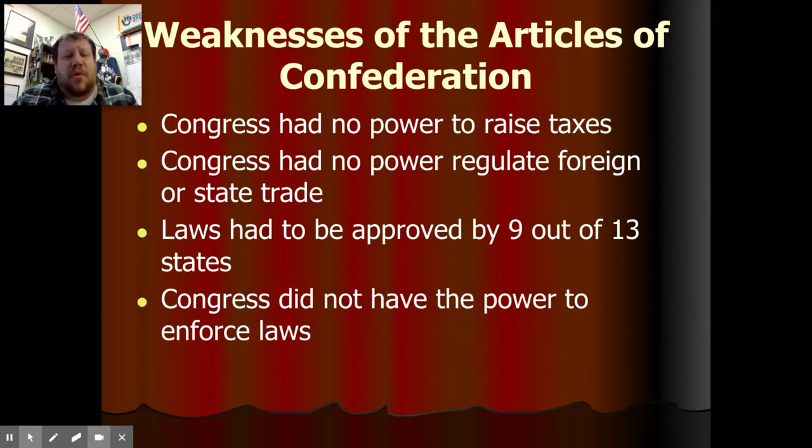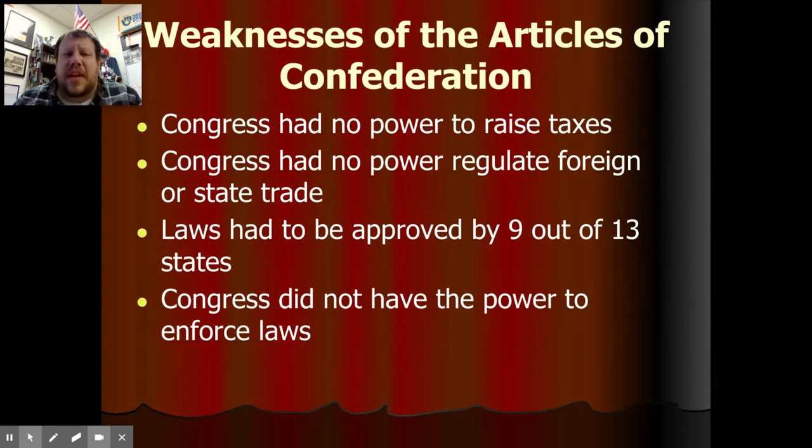They had no power to regulate foreign or state trade. They couldn't mess with trade in any way. The Navigation Acts happened before that. All the laws they passed had to be approved by a supermajority, that's 9 out of 13 states. So they all had to agree, which does not happen very often, right? And there was no enforcement. They could make laws, but it was basically a guideline: this is how we think you should act, not how you have to act.